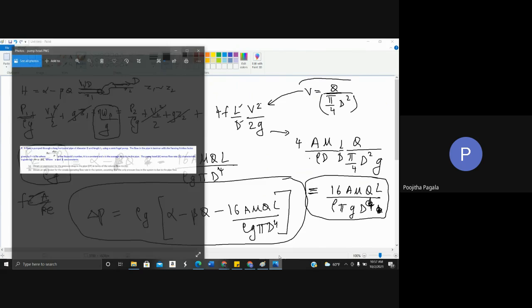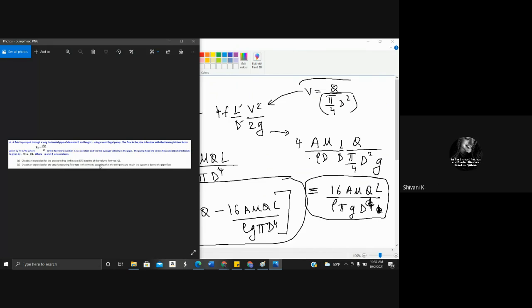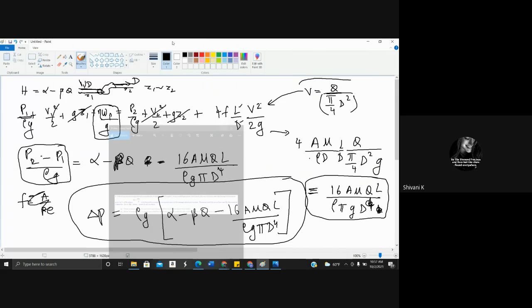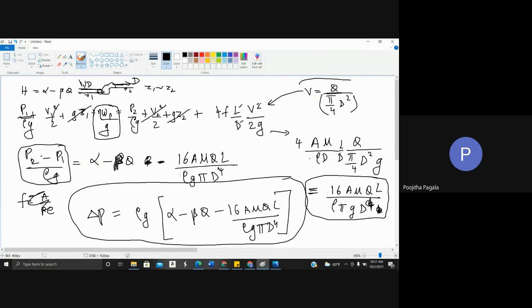And then let us look at the second part of the question. Here V squared by 2g, 4f L by D, oh, right, V squared by 2g. Yes, thank you Shivani, I did not take the 2. So this will become 8, right? Okay, so this becomes 8.